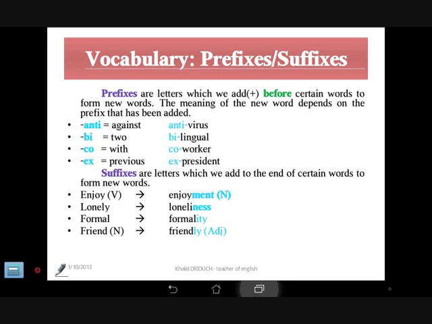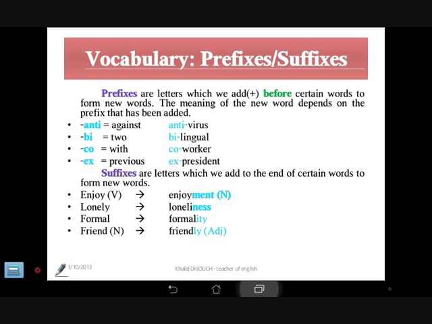Examples: anti means against, antivirus. Bi, it means two. A bilingual student is a student who speaks two languages. Co, it means with. My co-worker is somebody that used to work or works with me. Ex-president or ex-wife or ex-boyfriend, ex-girlfriend. It means previous.